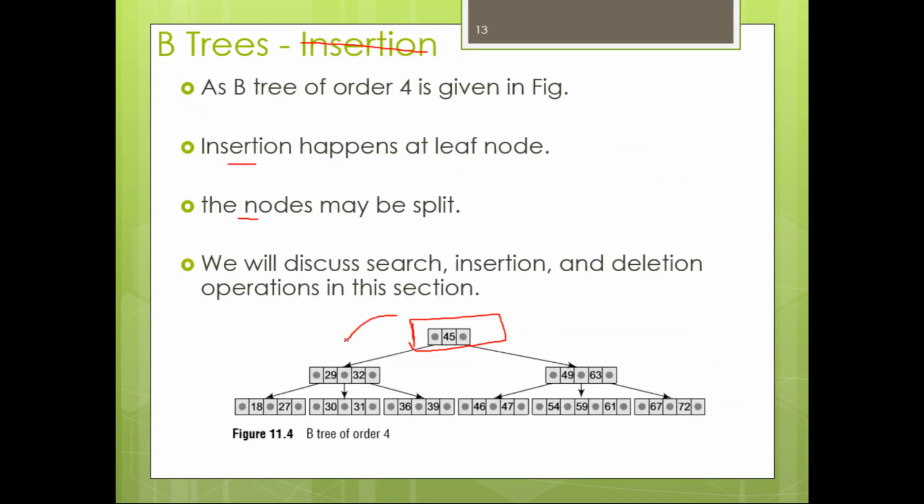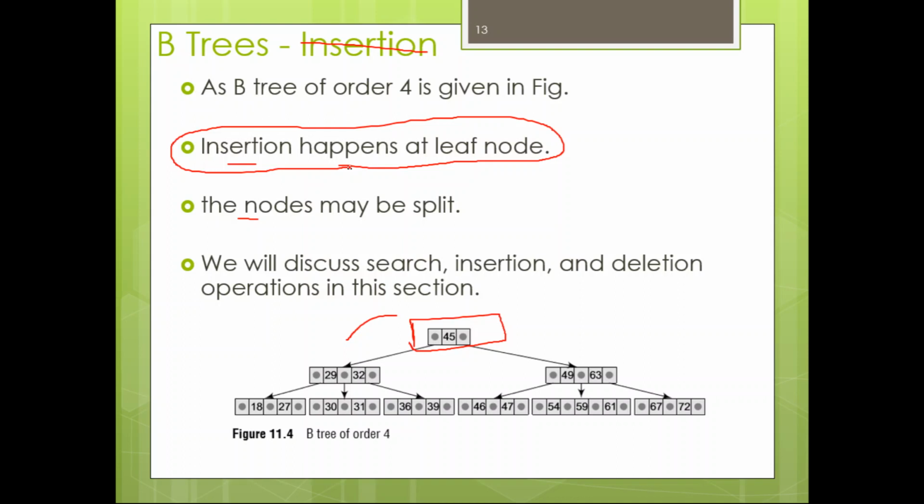Now we'll see how to insert an element in a B tree. When you insert an element in a B tree, the insertion will always happen at the leaf node. We will not insert in the root node or in an internal node. We will only insert in the leaf node.